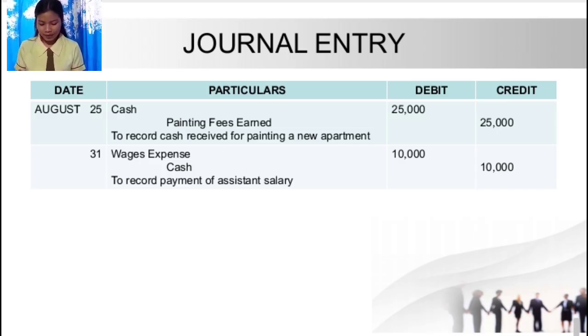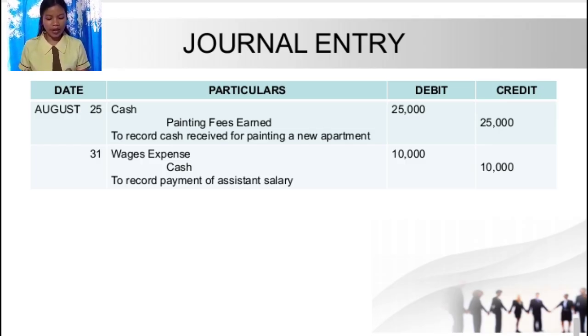So the last is August 31. Paid assistant salaries, 10,000. So the debit is wages expense, amount of 10,000, and the credit side is cash, 10,000. So, to record payment of assistant salary.